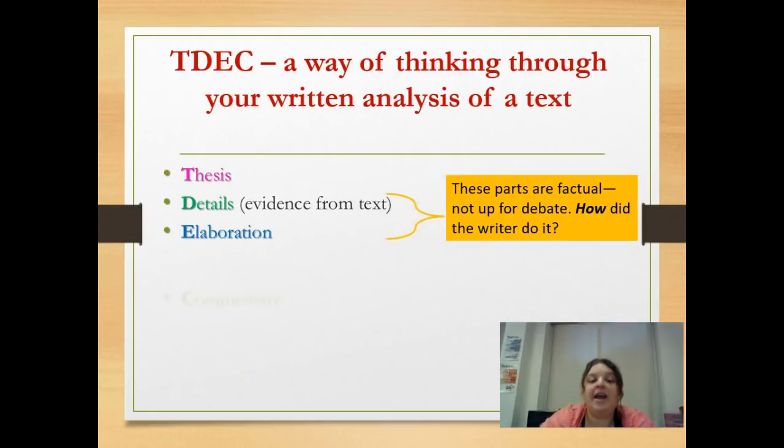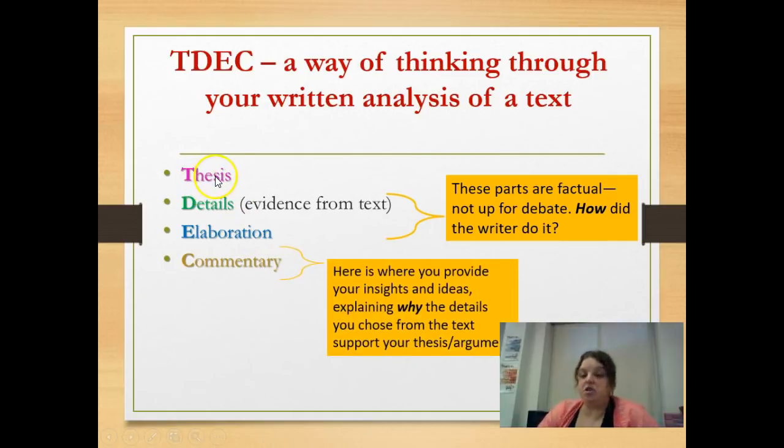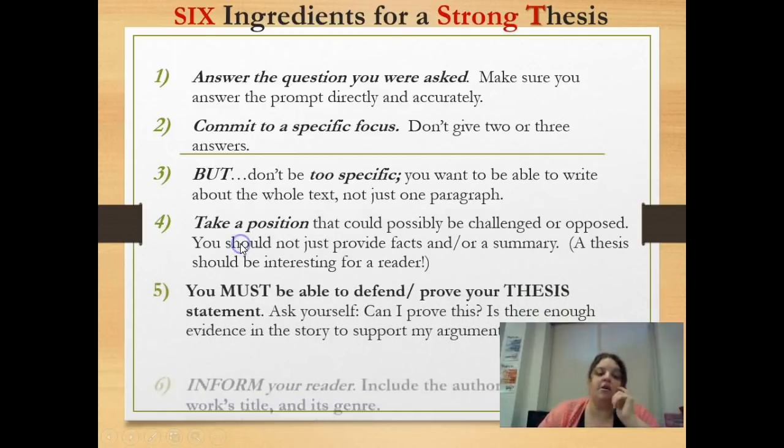So when you're analyzing a piece of text, you have multiple different things. You have your thesis, which is your main idea, and your details, evidence from the text to back it up. This part is factual, right? It's not up for debate. How did the writer do it? What evidence do you have to back up what you're trying to say? Then explaining it, elaborating on it a little more. And then commentary. This is where you provide your insight, your ideas, explaining why the details you chose back up your thesis statement.